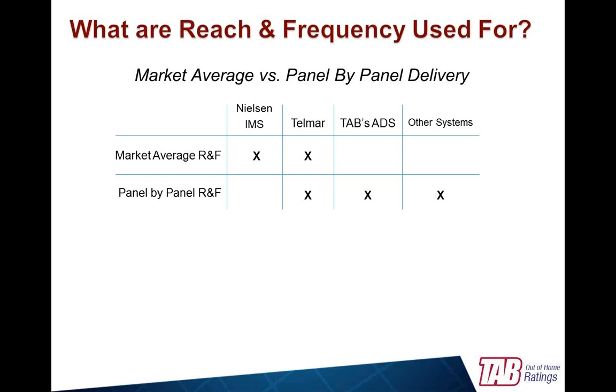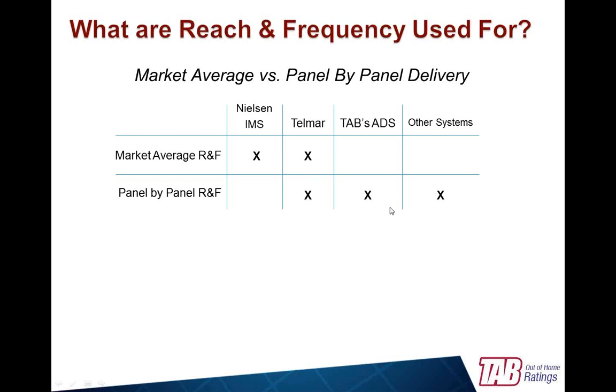Here is a quick breakdown of who offers what. You can see that the IMS system only offers market average reach and frequency metrics. Telmar offers both planning level and buying level information.